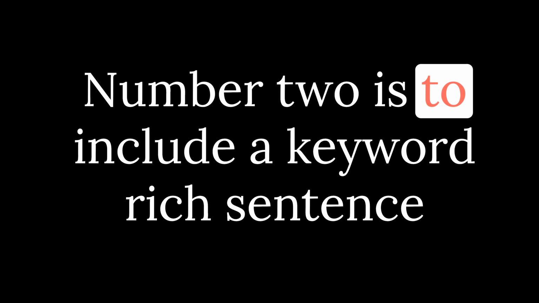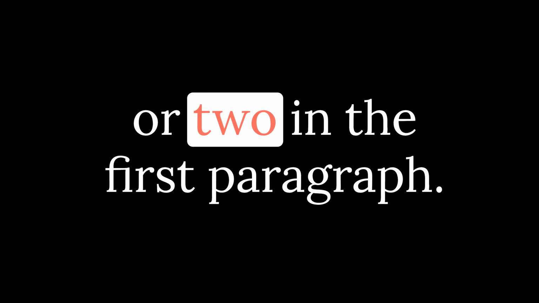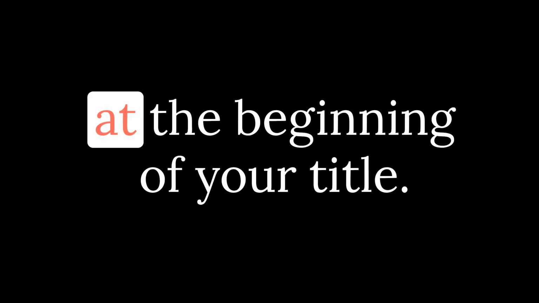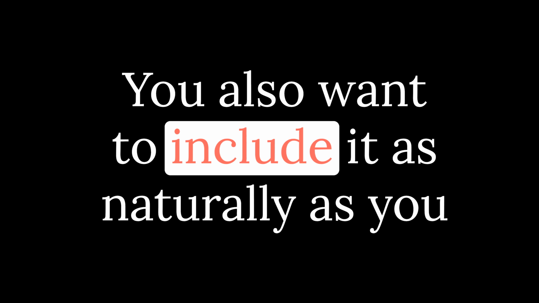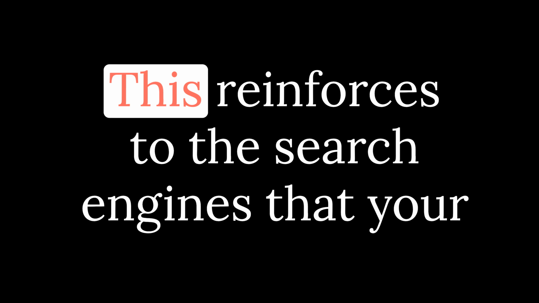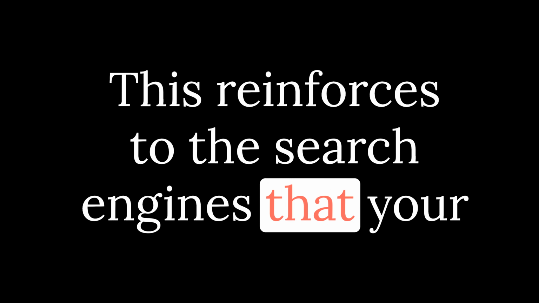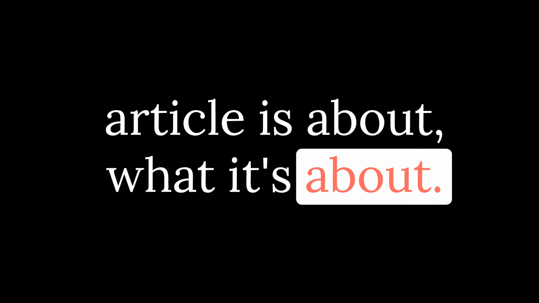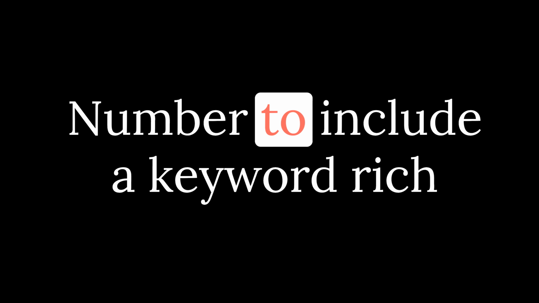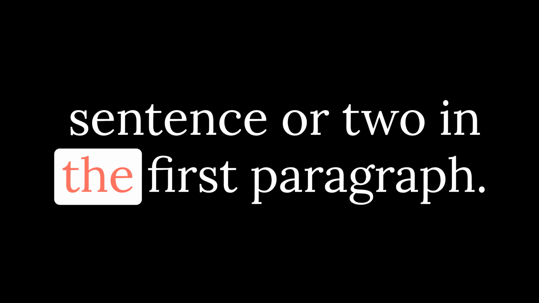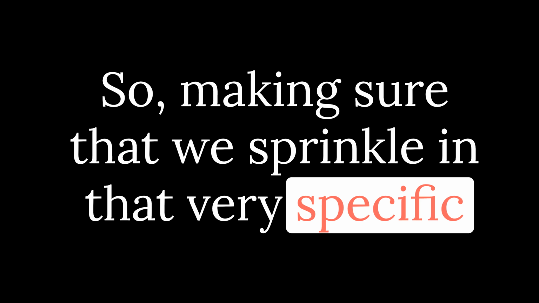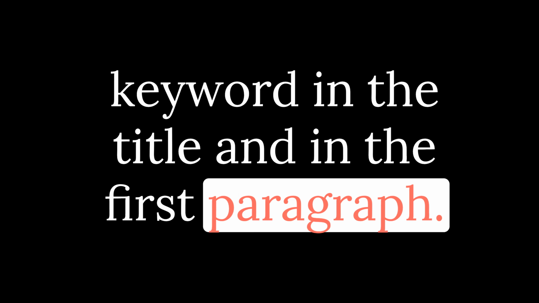So, number one is use keywords in the title of your post. Number two is to include a keyword rich sentence or two in the first paragraph. So, just like you want how to start a Shopify store at the beginning of your title, you also want to include it as naturally as you can in the first sentence of your first paragraph. This reinforces to the search engines that your article is about what it's about. So, making sure that we sprinkle in that very specific keyword in the title and in the first paragraph.